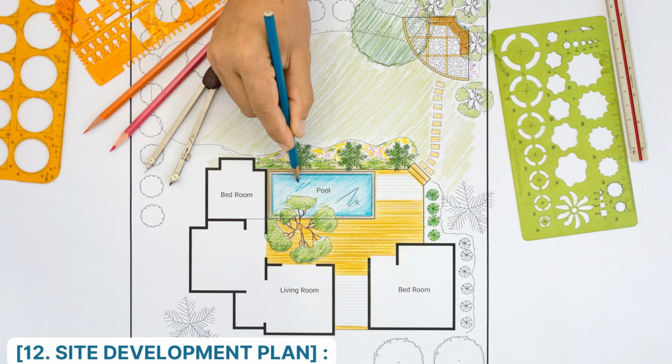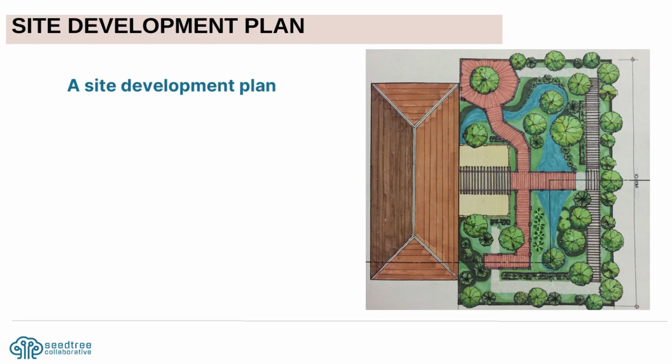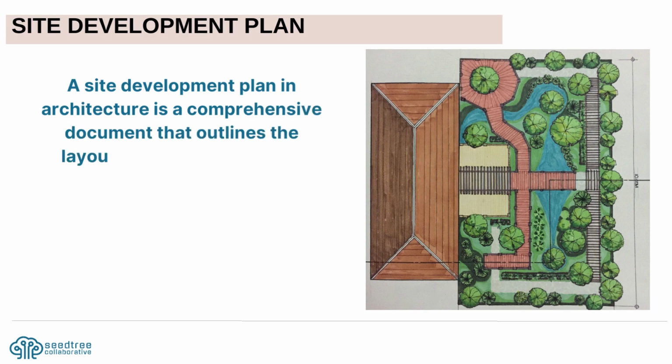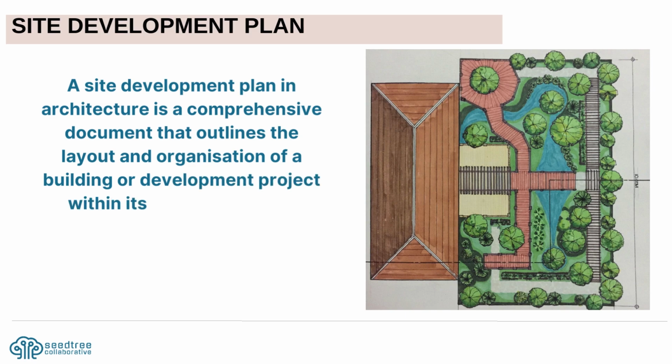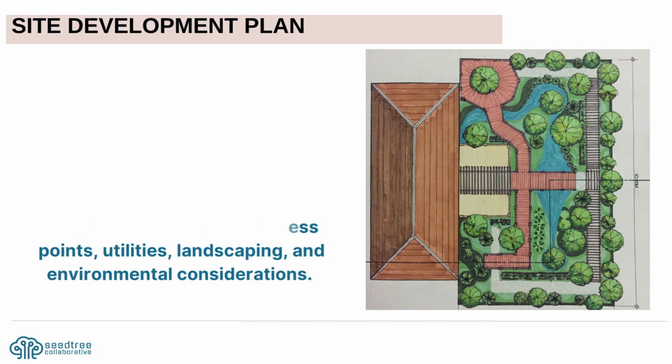Number 12. Site Development Plan. A site development plan in architecture is a comprehensive document that outlines the layout and organization of a building or development project within its site. It considers factors like topography, access points, utilities, landscaping, and environmental considerations.